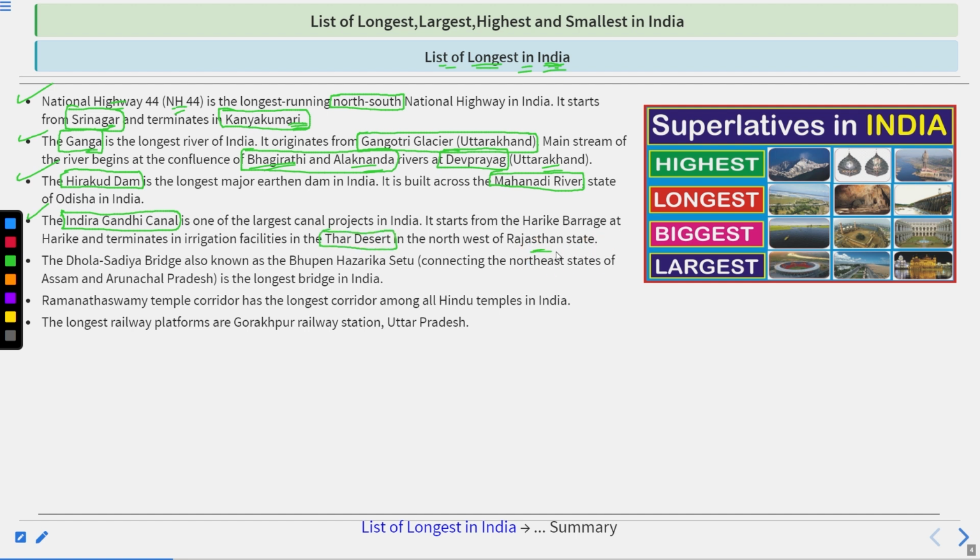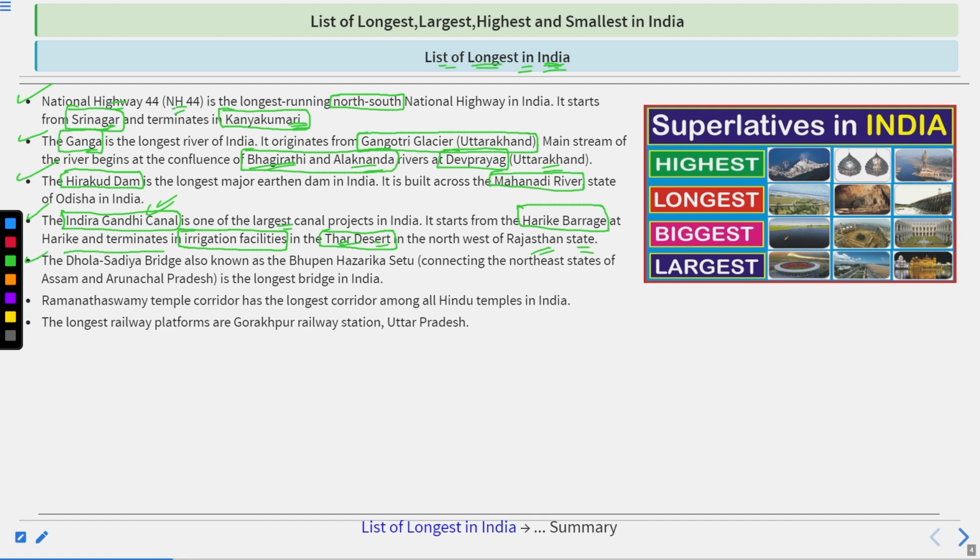So basically we could say this project of constructing an artificial canal was undertaken by the government so that the dry areas of Rajasthan, which mostly lie in the Thar Desert, could have irrigation facilities to be utilized for agriculture and all. Okay. So Indira Gandhi Canal is taking its water from the Harike Barrage, and this water through a channelized canal reaches the Thar Desert and the driest part, and the length makes it the largest canal project in India.